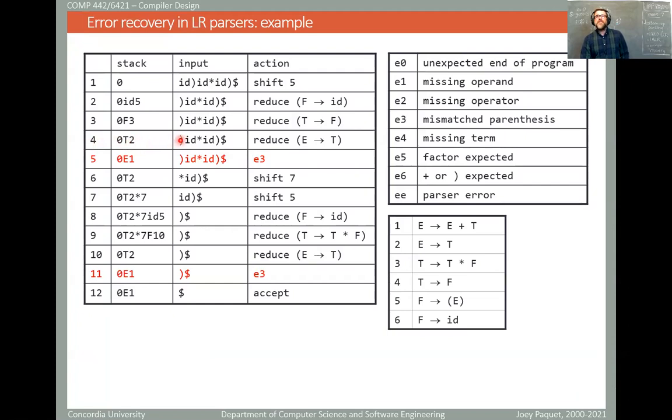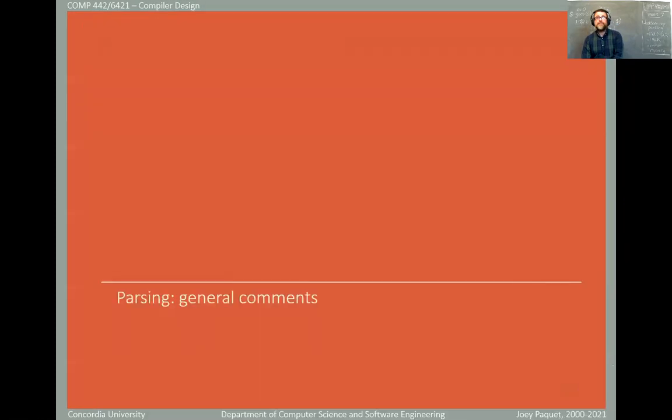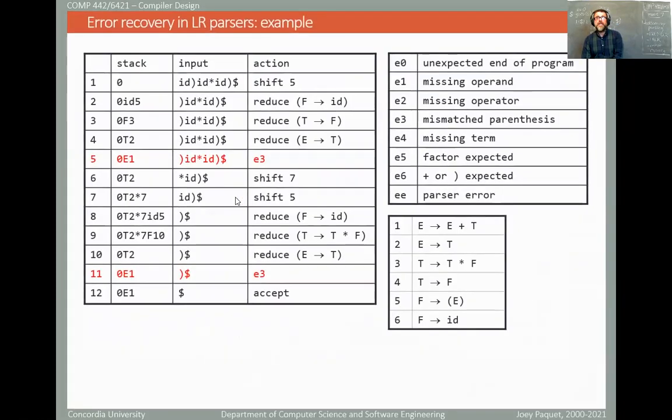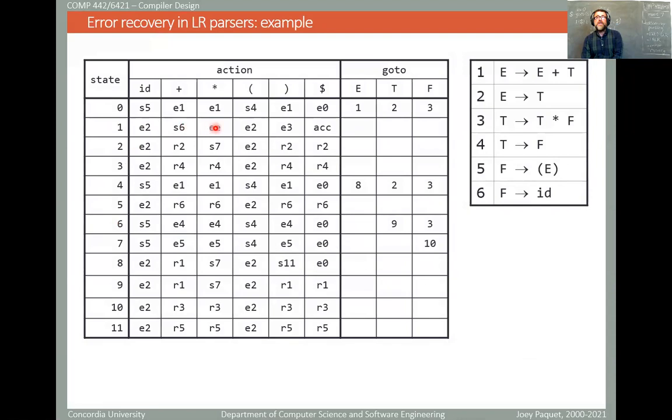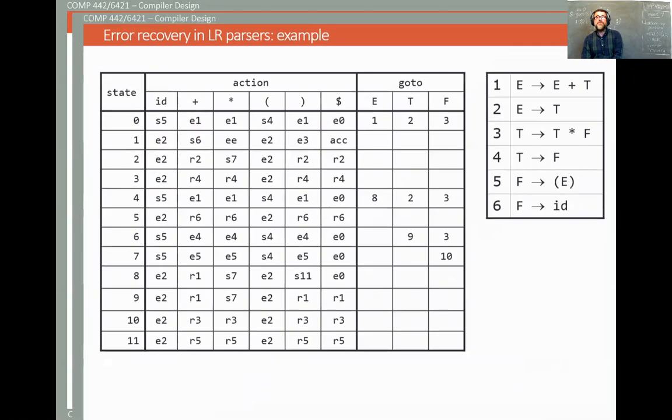So 2, close parenthesis is reduced using this rule here. So I reduce my T into an E, and then in my go-to table, 0E, I find 1. Now this is where it's going to go wrong: 1, close parenthesis, error number 3.